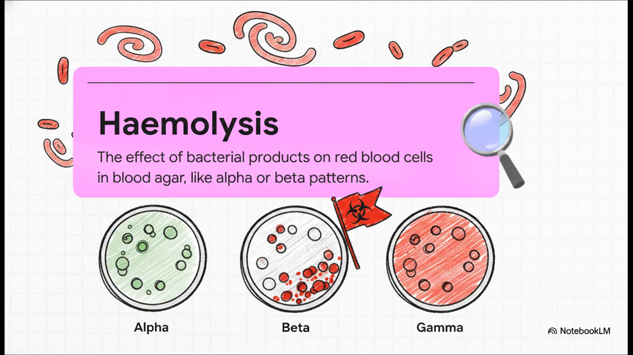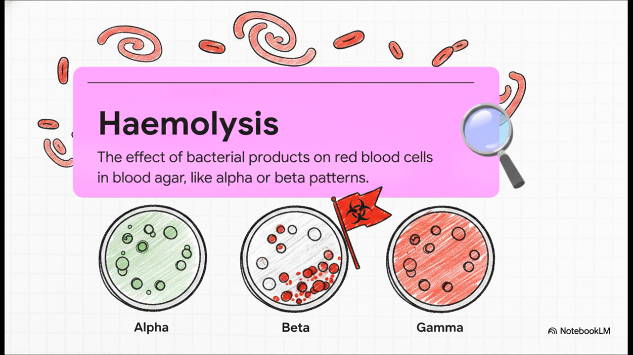Our first major tool is haemolysis. You can think of this as the pathogen's modus operandi when it's placed on a blood agar plate. When we grow Streptococcus on this agar, we watch exactly how it destroys the red blood cells. Alpha hemolysis is a partial destruction, which leaves this greenish discoloration. Beta hemolysis, that's complete destruction, leaving a totally clear zone right around the colony. And gamma means there's no visible effect at all.